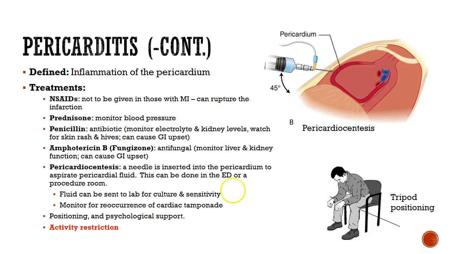Treatment: you're going to address the inflammation, and the cause of the pericarditis will dictate whether you use an antibiotic or an antifungal. Now, if there is too much fluid built up and it is causing tamponade on the heart, a pericardiocentesis will be performed, where they actually insert a needle into the pericardium to aspirate fluid. The fluid is typically then sent to the lab for culture and sensitivity. And the big thing, even if you pull the fluid off, you have to monitor for the recurrence of cardiac tamponade.